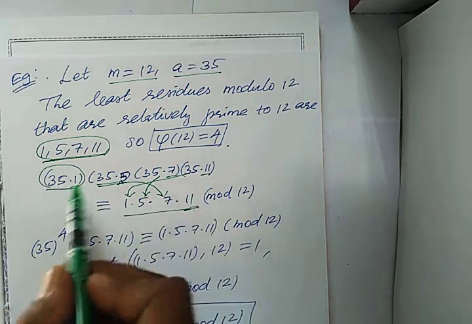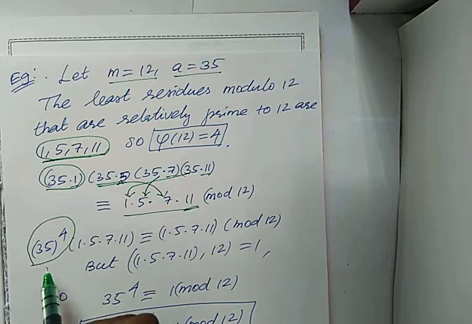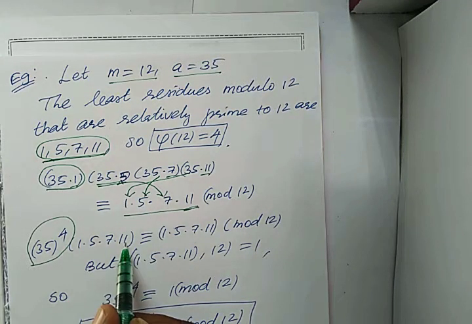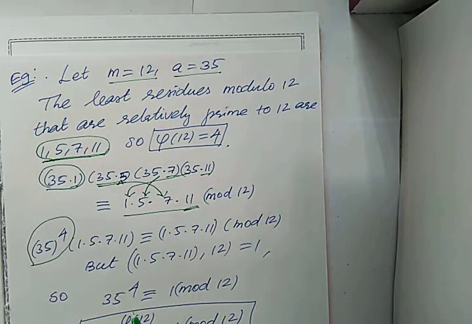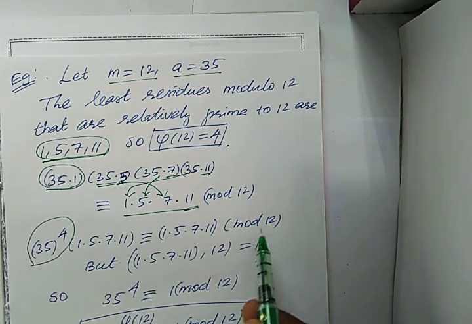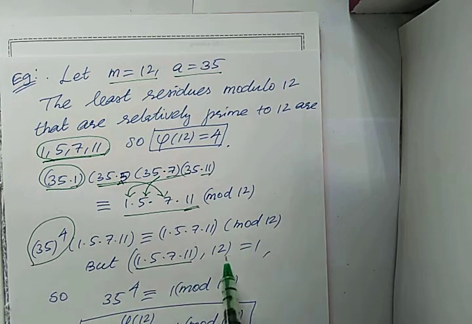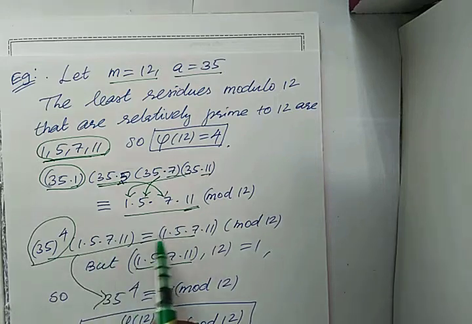Here, on this side I can take all the 35s together. So, I get 35 to the power 4 times the remaining 1, 5, 7, 11. This side also has 1, 5, 7, 11 mod 12. But see, each of these numbers is relatively prime to 12, so this product also will be relatively prime to 12. Hence, we can cancel this one.